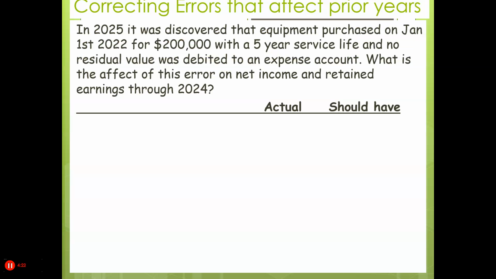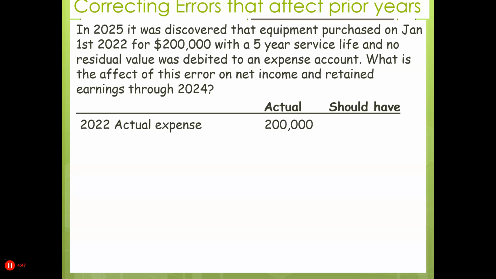All right, so now what happens if we have an error that affects prior years? So in this case, 2025, it's discovered that equipment purchased on January 1st of 2022 for $200,000 with a 5-year life and no residual value was debited to an expense account. So what is the effect on the earnings through 2024? Because this would require a prior period adjustment.